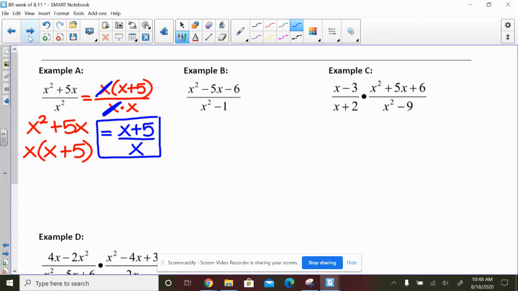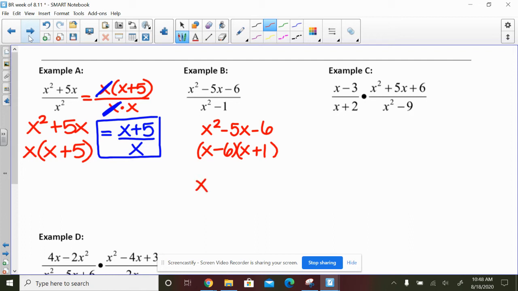Okay, so example B. All right, I'm going to start by factoring my top. x squared minus 5x minus 6. All right, I'm looking for factors of 6 that subtract to give me a negative 5. Okay, so that is going to be 6 and 1. And in order to get a negative 5, the bigger number is going to take that negative. So when I multiply those, I get negative 6. When I add those, I get negative 5. Okay, so that's going to be the top.